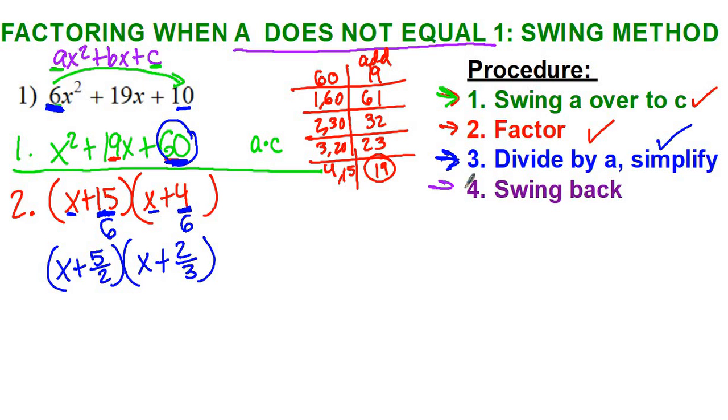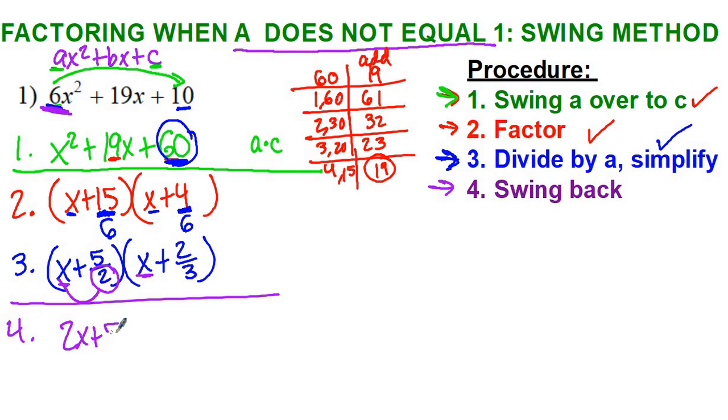Last step is step 4. We need to swing it back. Whoops, I didn't number this step, but this is step 3. Okay, step 4 is we swing it back. So again, if we do x times x right now, we're still not getting 6x squared. So what we need to do is take this 2 and swing it in front of that, so it becomes 2x plus 5. And then we need to take this 3 and swing it in front of that, and that becomes 3x plus 2.